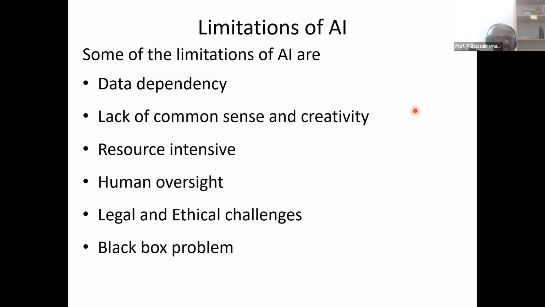Legal and ethical challenges, which we discussed in the previous slide, and the black box problem. A lot of AI techniques are black box techniques. You don't know what is happening inside. For example, if you take a neural network, you know what the input is and you know what the output is, but you don't know what type of modeling happened inside the neural network. So that is one more limitation for artificial intelligence.